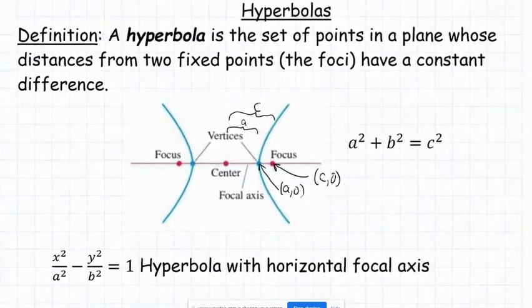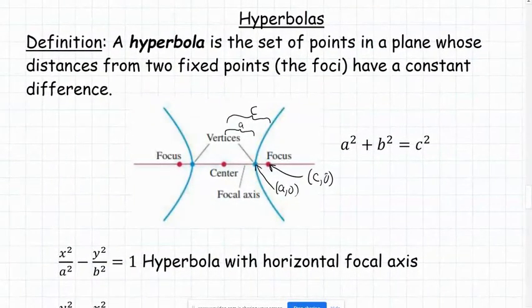So hyperbolas, as I mentioned before, look kind of like double parabolas. They're really a different shape than a parabola because a parabola doesn't have an asymptote. It just keeps curving and going wider and wider and wider. But a hyperbola actually approaches two asymptotes.